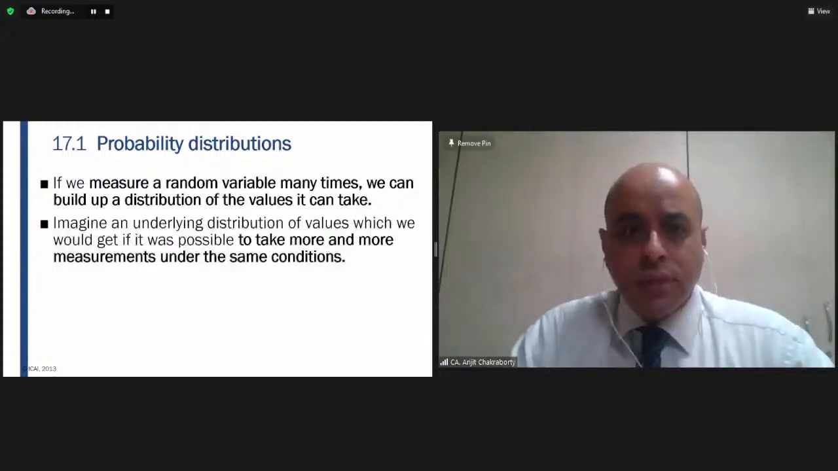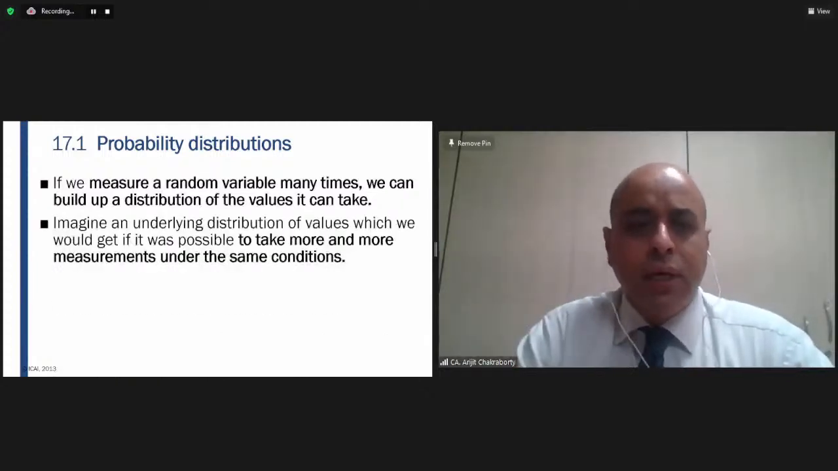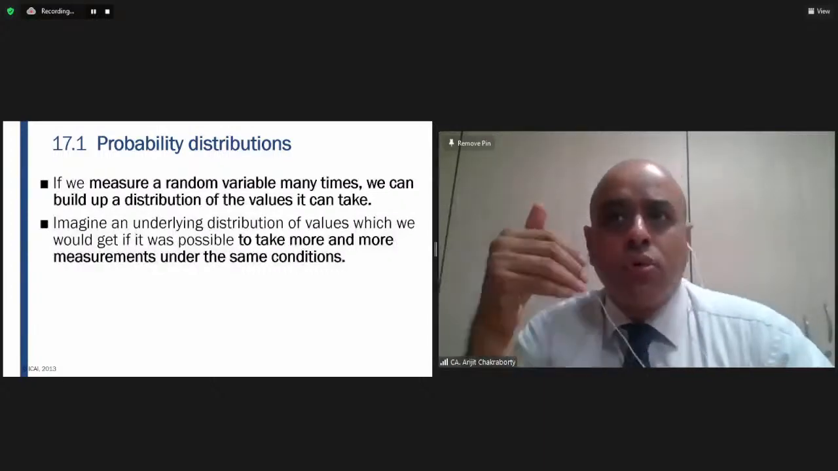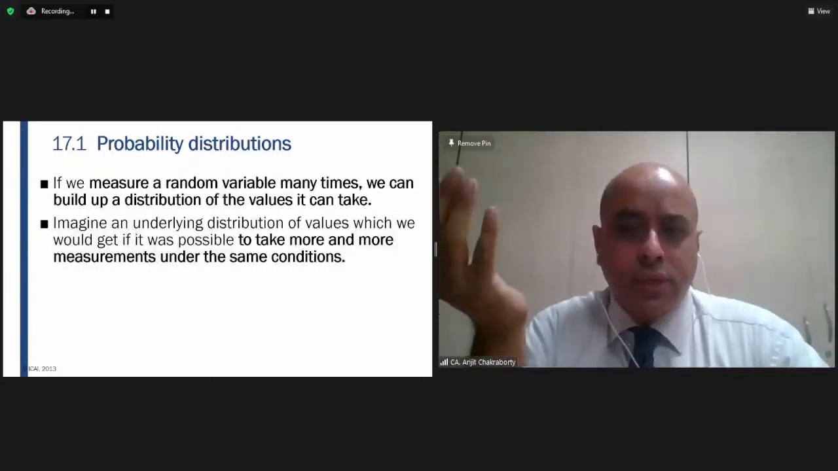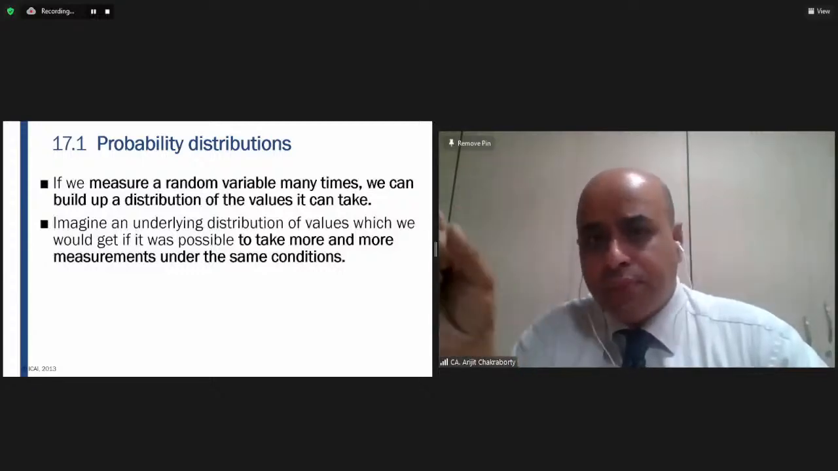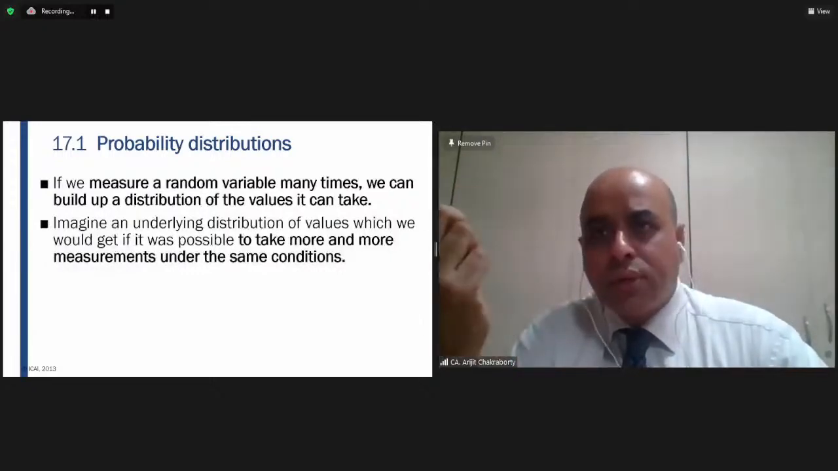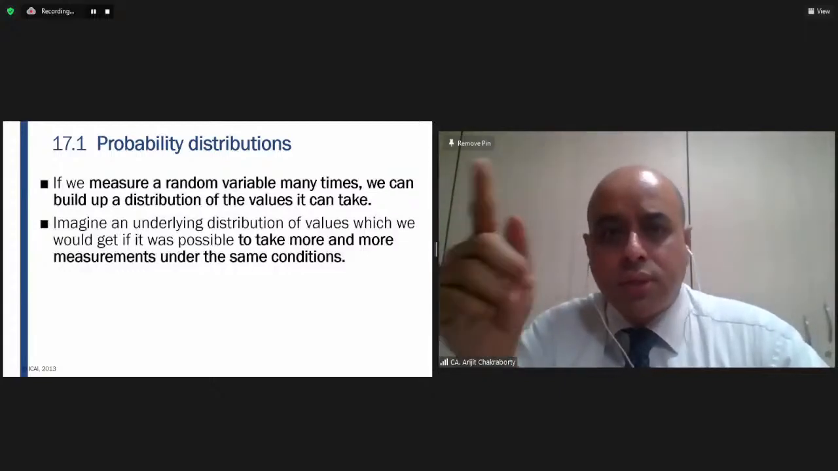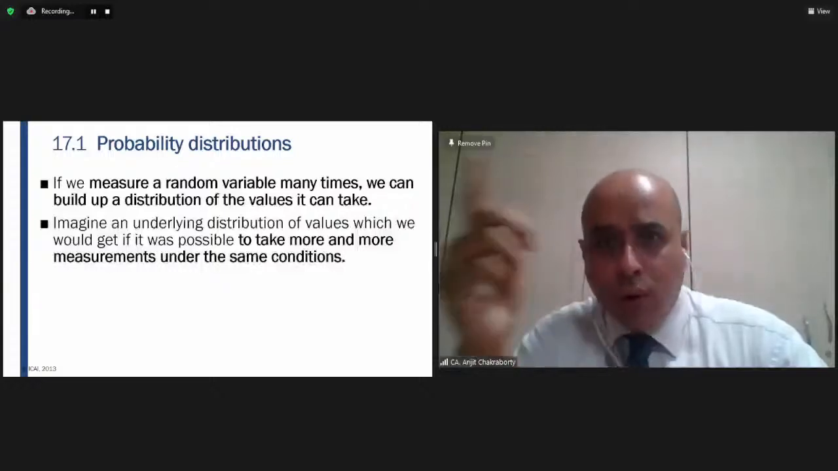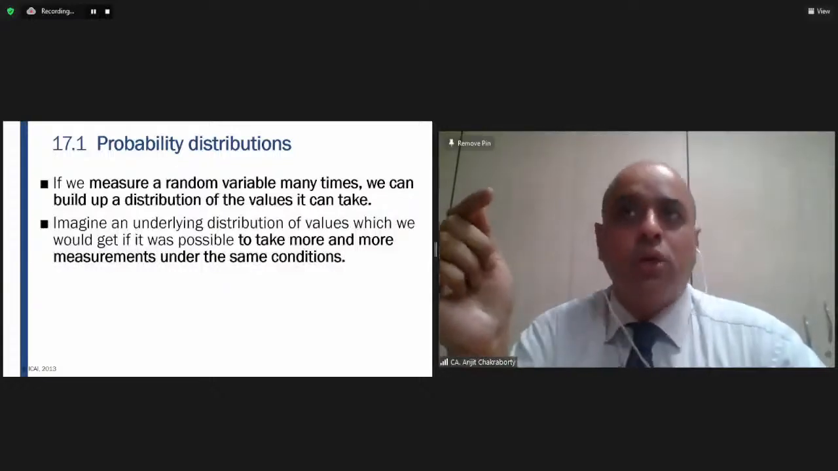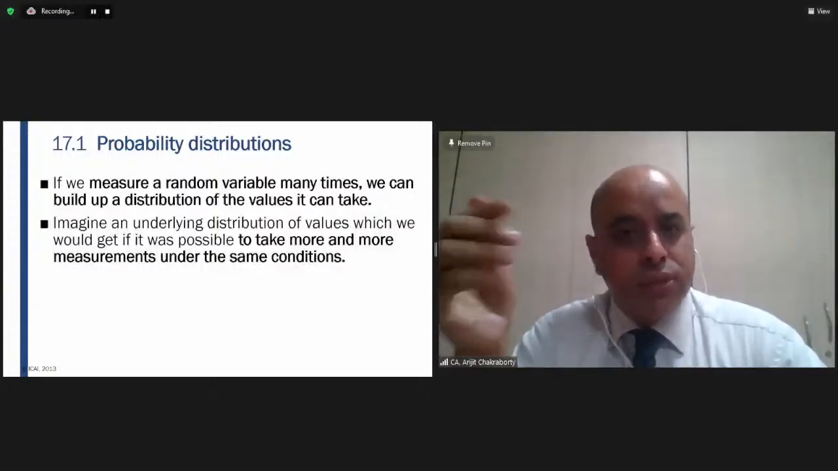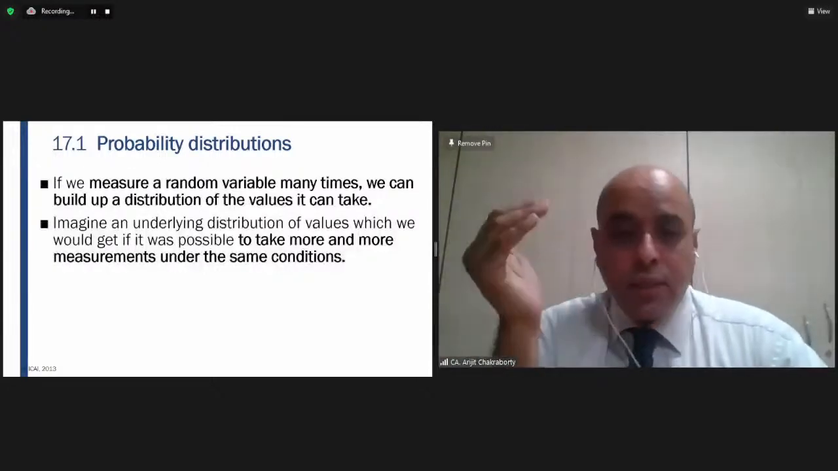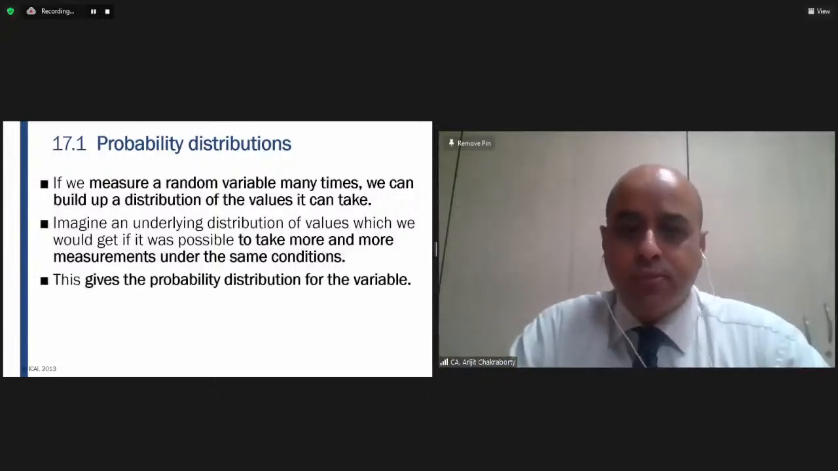So let's take a simple example. Imagine a distribution of values which we can take. The more observations we consider, say we are rolling a dice. As we go on rolling the dice, we will get an idea how many times 1 comes, how many times 2 appears, how many times 3 appears, how many times 4 appears, and so on. So the range is from 1 to 6. When you count these, you will get a probability distribution. So this is the concept of probability distribution.